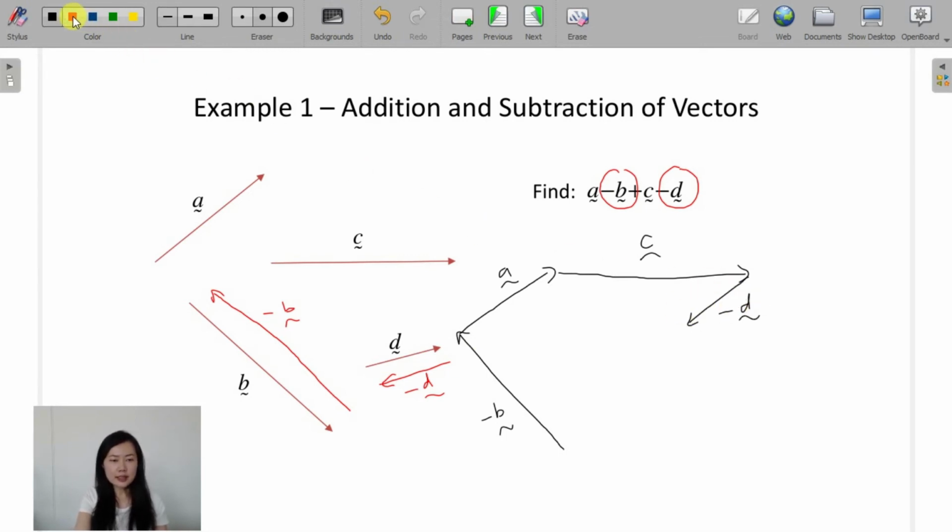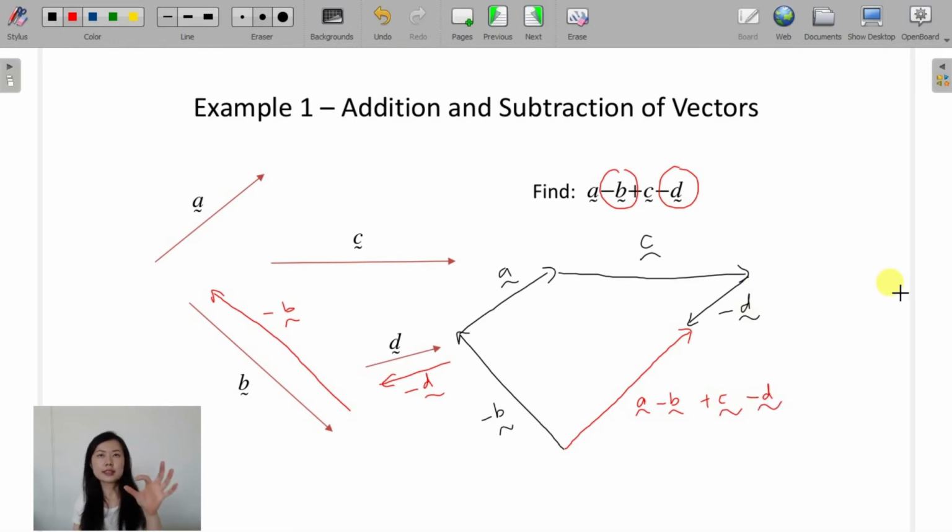All right, and then you just do the same thing. Tail, connect to the head, pointing towards the head. That would be your A minus B plus C minus D. So exactly the same idea. Wherever it's a subtraction, you just flip the direction of the arrow and add your daisy chain together.